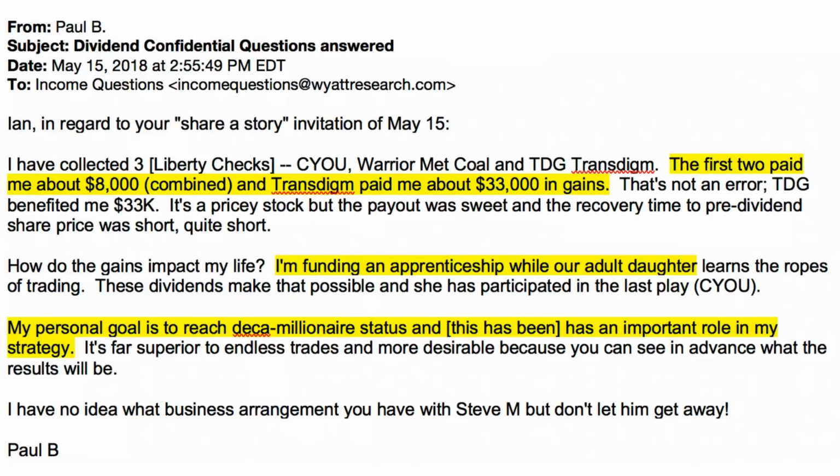Here, I got an email here from Paul who says he's been collecting these Liberty checks. The first two paid out a combined $8,000. And then TransDigm, he brought in $33,000. He said that's not an error. He said it benefited me $33,000. He says he's using the gains to fund an apprenticeship for his adult daughter so she can learn the ropes of trading. He says, my personal goal is to become a deca millionaire. This is an important role in my strategy. So again, he wants to be worth $10 million, and he views this as a crucial part of that strategy.